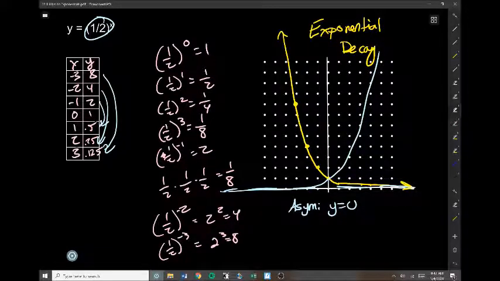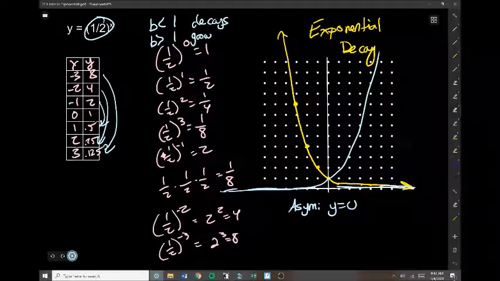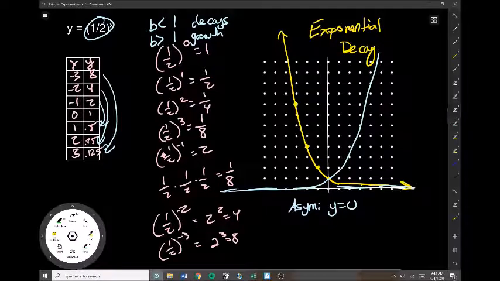Identify first if they're going to be growth or decay. If the base is less than 1, it decays. If the base is greater than 1, it grows. But if you identify that, plug in points and graph, you should be fine. There is one last little piece you want to worry about, however, and that's where the asymptote is.